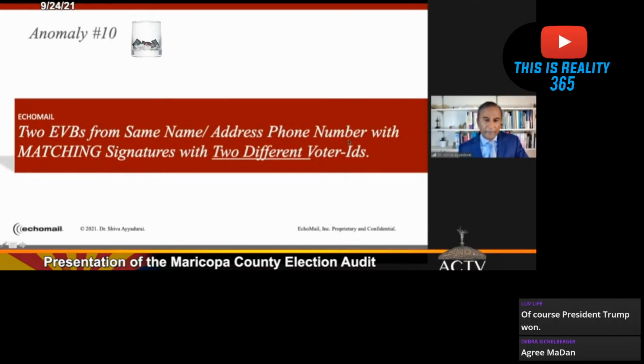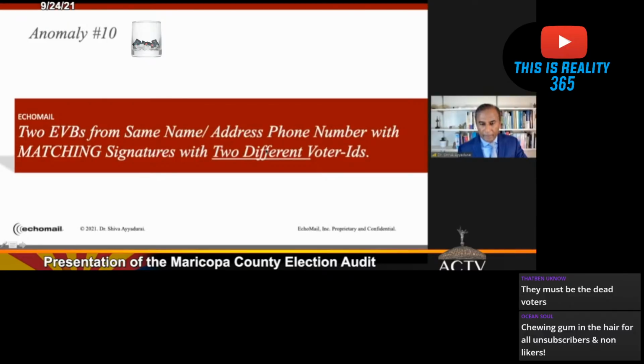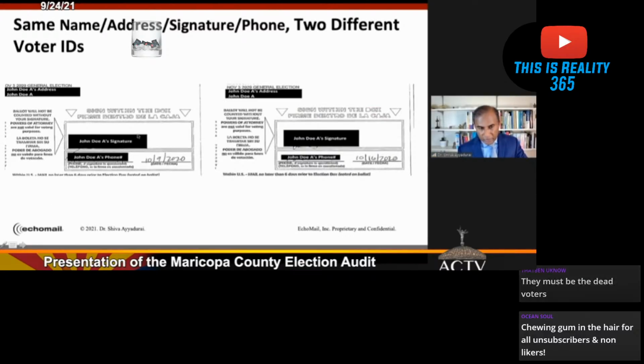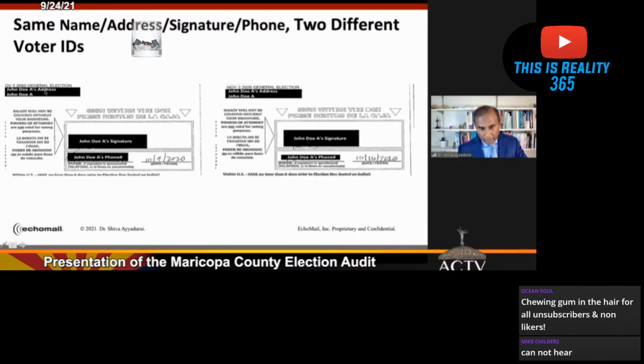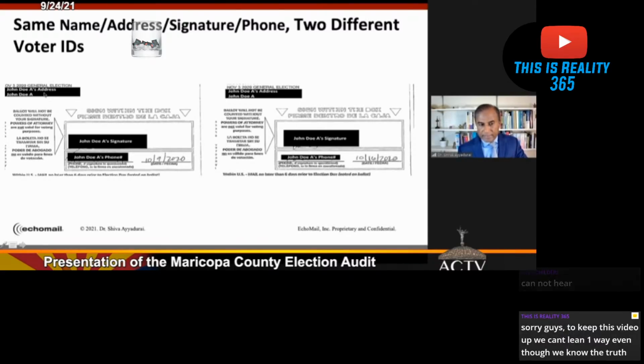And then finally, this is an interesting anomaly where we have two EVBs where people have the same name, address, and phone number with matching signatures, but two different voter IDs. We had to redact this, but imagine if you could see this, there's a person's name and address here, which is the same as the name and address here. Very similar matching signatures, same phone numbers, but two different voter IDs. So we repeat again, two different voter IDs, same name, matching signatures as if you looked at them visually, same phone numbers.